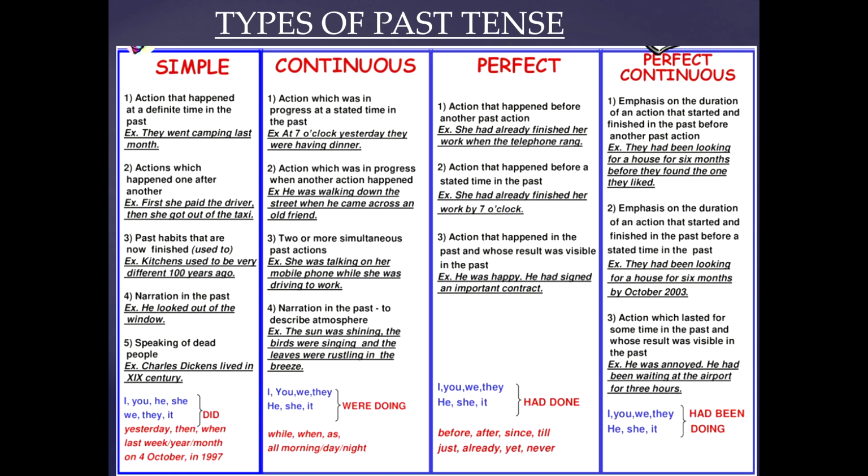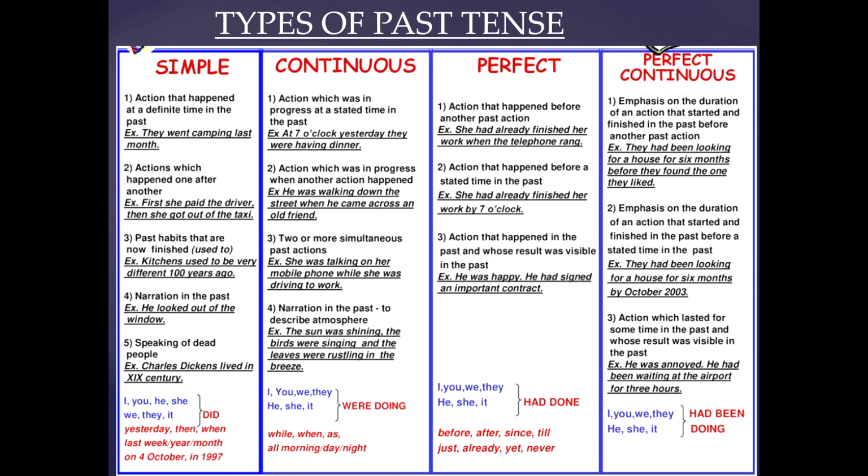So let us see perfect tense, past perfect tense. When do we exactly use past perfect tense? Actions that happened before another past action. There were two actions, and one action happened earlier than the other action. So there we use past perfect tense. What do we have to use for past perfect tense? We have to use had.